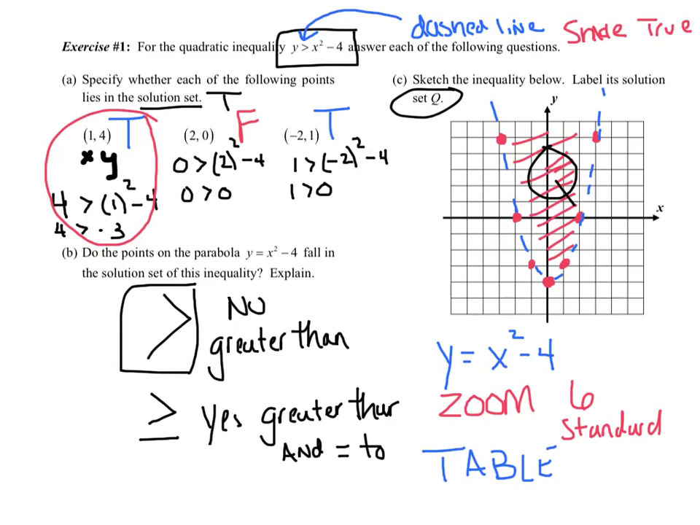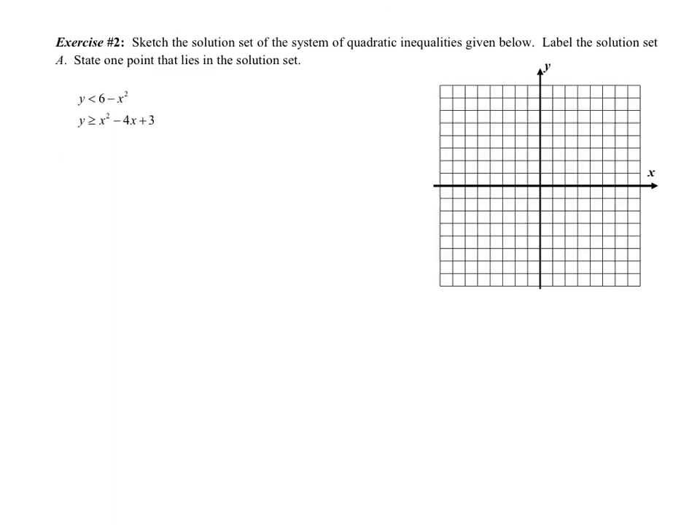All right, so hopefully nothing too tricky today. We're going to use our calculator a lot and we're going to test some points. All right, exercise 2. Sketch the solution set of the system of quadratic inequalities below. Label the solution set A. State one point that lies in the solution set. Now notice they're saying solution set, and that's implying that there are two equations we're going to graph on the same set of axes. So let's just start with the first one.